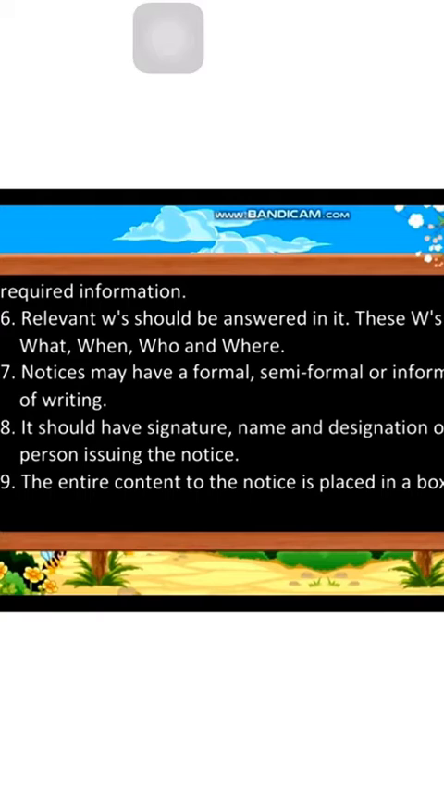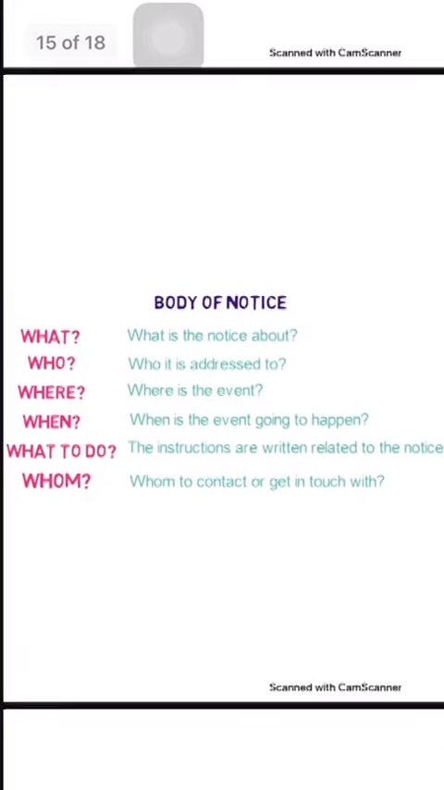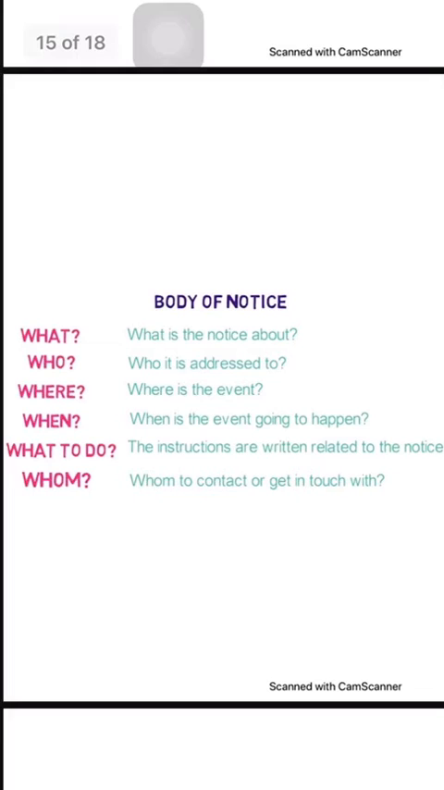Then it should have a signature, name and designation, and the entire content of the notice is to be placed in a box. Now here, see, I told you about the W's. Here are the W's. As you have a lost and found notice, what will you do? First you will write what the notice is about, whether you have lost something or you have found something. Then who that thing belongs to. If you have lost something, then who is it addressed to, that means to whom it belongs.